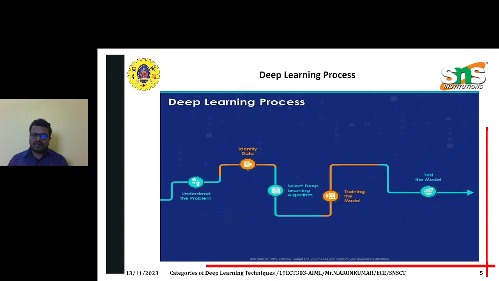Generally, the deep learning process is performed by understanding the problem and identifying the data. Then comes the selection of the algorithm, because there are many types of algorithms: artificial neural network, convolutional neural networks, and recurrent neural networks. Based on the type of problem, we have to select the concerned algorithm. Next, after selecting the algorithm, we move towards training the model, because every process must be trained and then we can get the output based on the model.